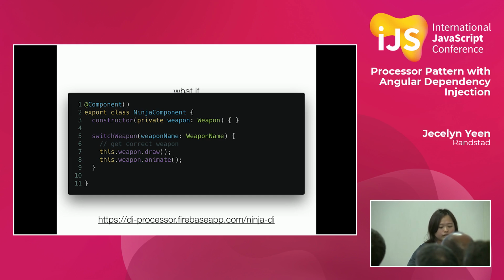This is what we want to achieve. We inject the weapon service, and then based on the weapon name that we pass in, we can call the same methods, draw and animate, but we only inject one time.